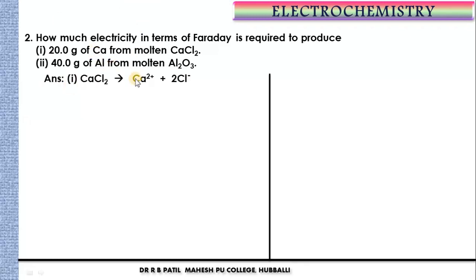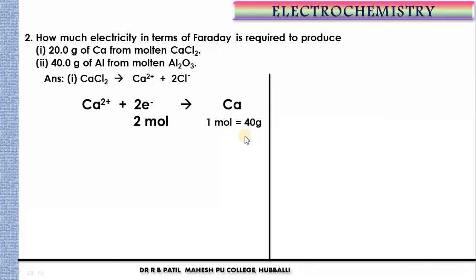So when calcium chloride ionizes, we get Ca2+ and 2 Cl- ions. So 1 mole of Ca2+ requires 2 moles of electrons to convert to Ca. So what is the atomic mass of Ca? That is 40 gram. So 2 moles of electrons deposit 1 mole of calcium, that is nothing but 40 grams. So very simple it is, students. 2 moles of electrons deposits 1 mole of calcium, that is equal to 40 gram.